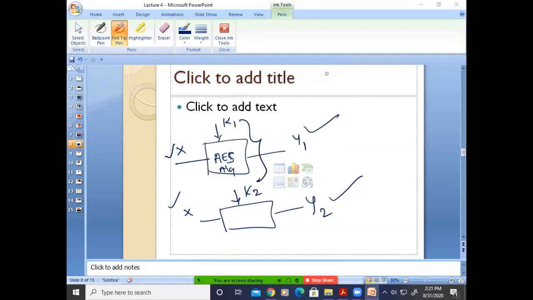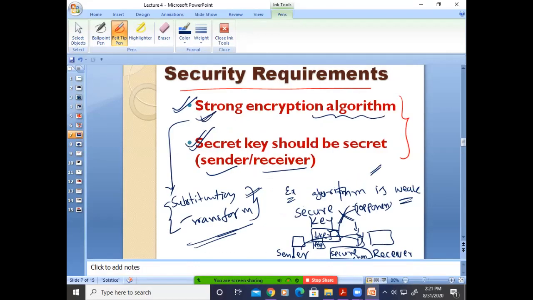That means we are providing more security. That is the meaning, right? So that is about the key and the strong encryption algorithm for the security requirements.